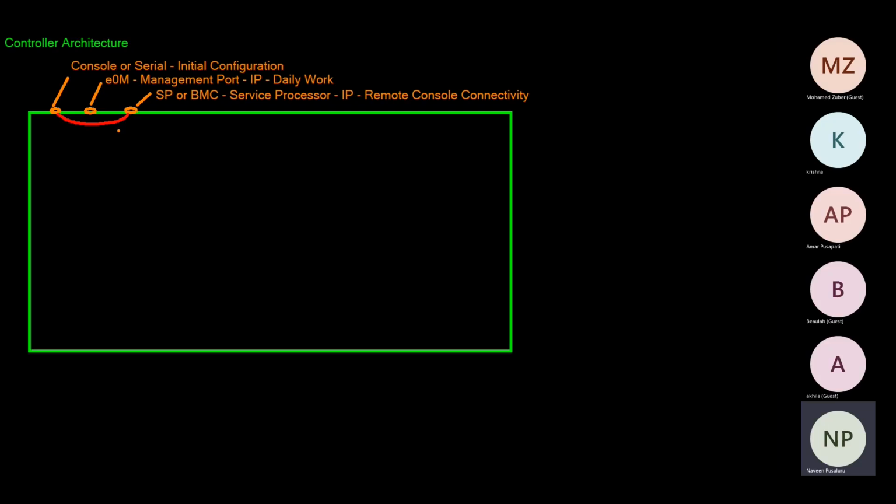So mostly whenever we are doing maintenance activities, we will not connect to our controller via the e0M management port, because as I told you, the management port goes down along with the controller. So mostly we'll connect to the console of the controller via the service processor.